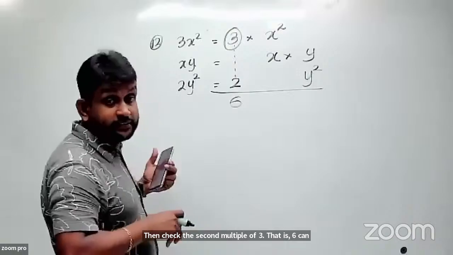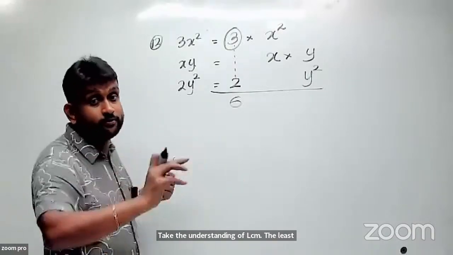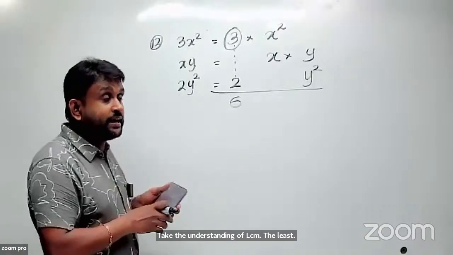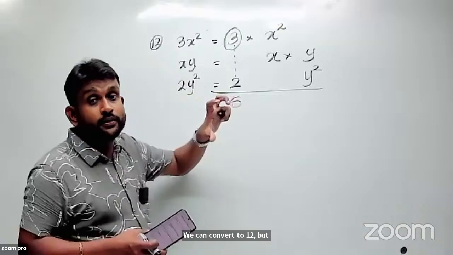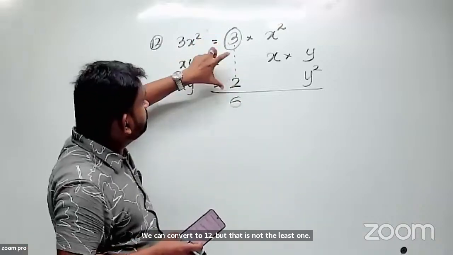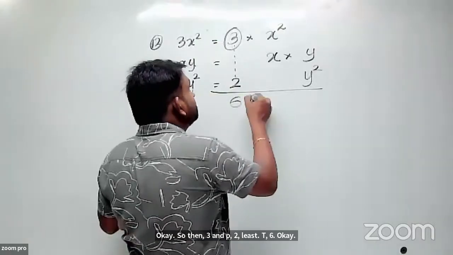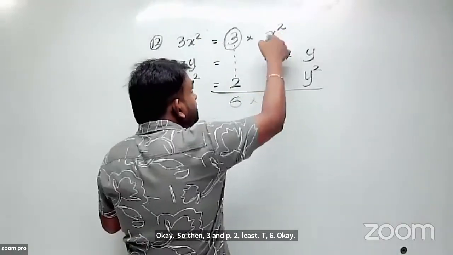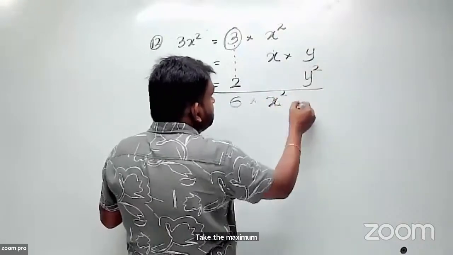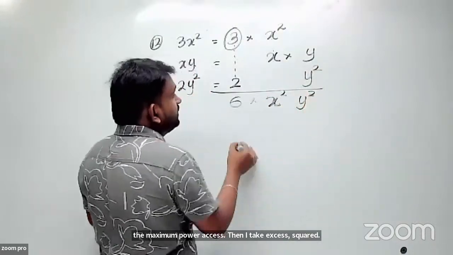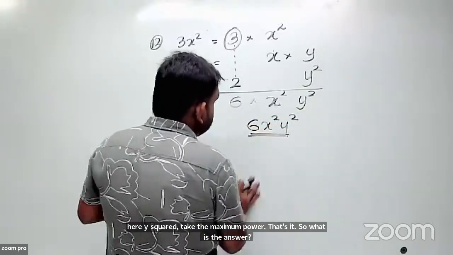Take the understanding of LCM: the least common multiple that both can convert. 6 is the LCM. We can convert to 12 also, both, but that is not the least one. So 3 and 2, the least is 6. Then for the similar terms, take the maximum power: x squared, then y squared, take the maximum power, that's it. So what is the answer? 6x squared y squared, that is the LCM.